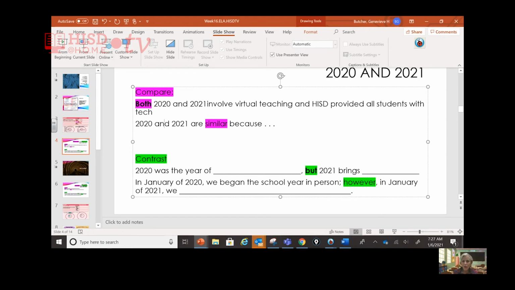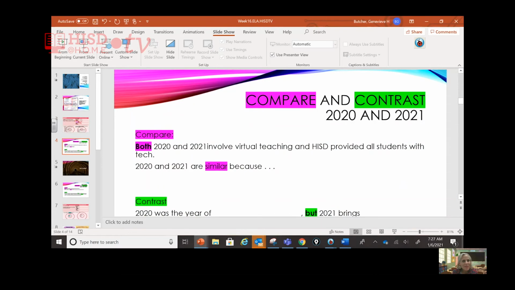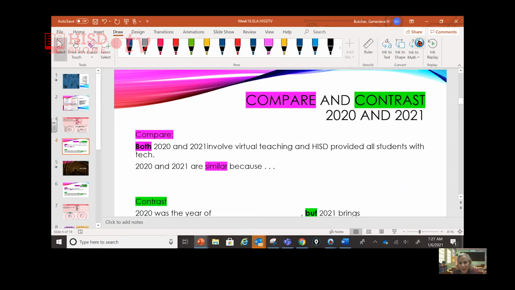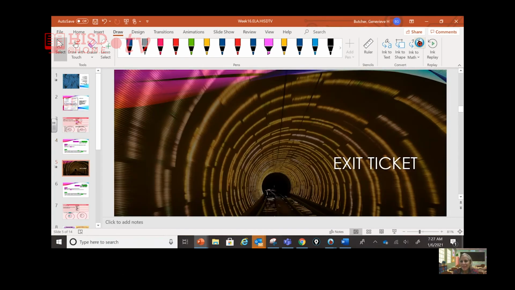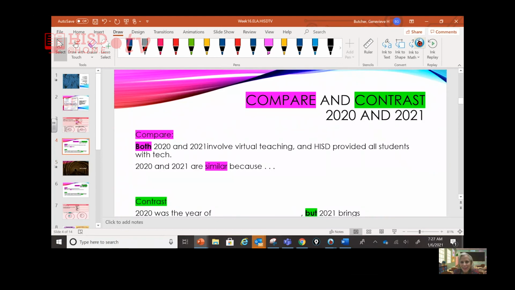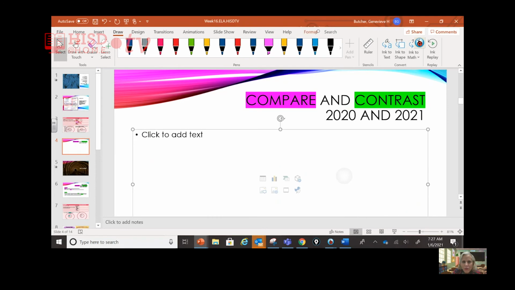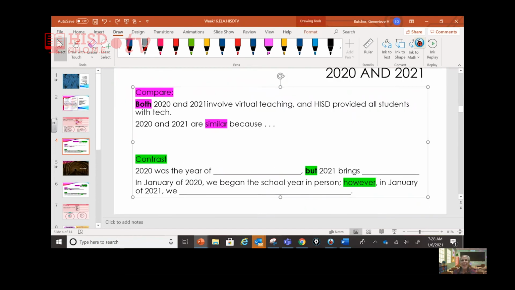Amazing. And I need a period here, waiting for my little cursor to come back. Okay. So they both involve, and I have "and." When I say "and, HISD provided all students with tech," we have a compound sentence. So both 2020 and 2021 involved teaching. I'm having a lot of trouble with my mouse suddenly. I'm going to put a comma, and HISD provided all students with tech. "And" means it's similar again. I'm trying to highlight it, and it's not going to let me. Okay, so you've got that.